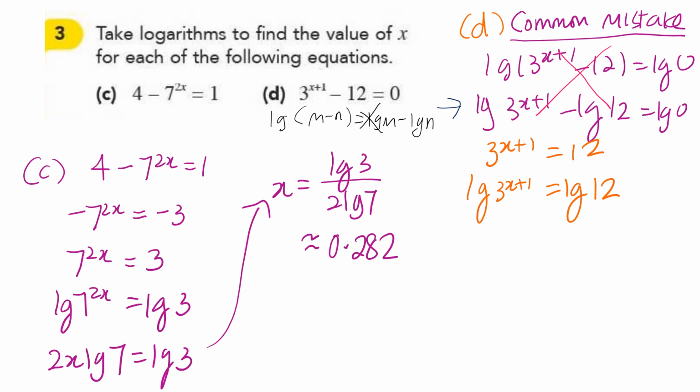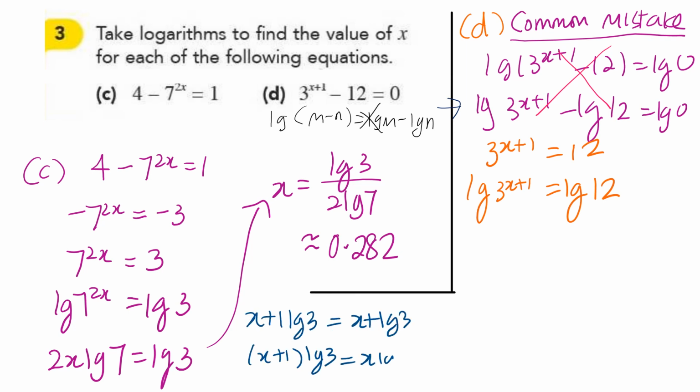So basically you just need to add 12 on both sides to make 3 to the power x plus 1 the subject. Then you can bring log to both sides. Having said that, there's also another common mistake that some students will make, because when you apply the power law and you happily bring your x plus 1 in front of log 3, a lot of you will write it this way.